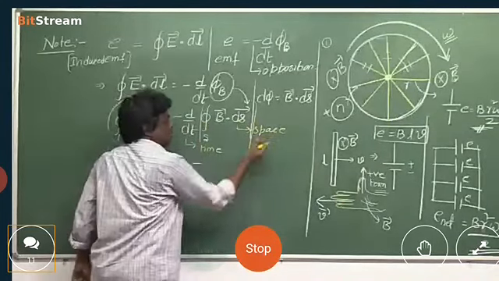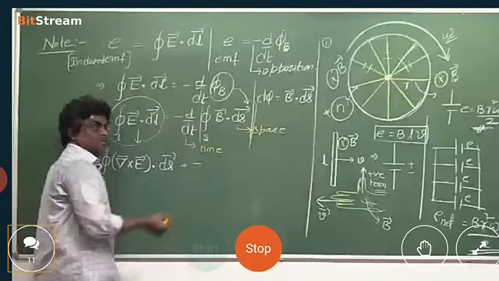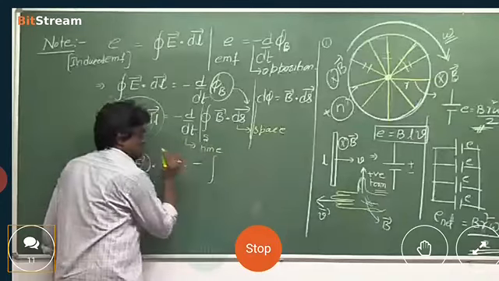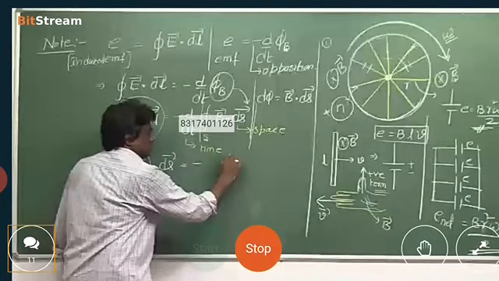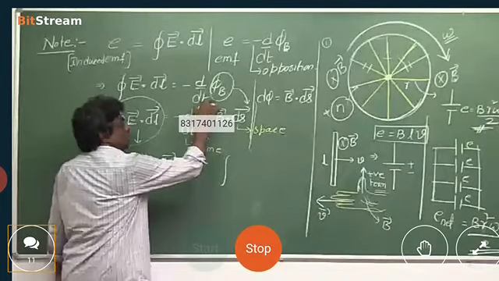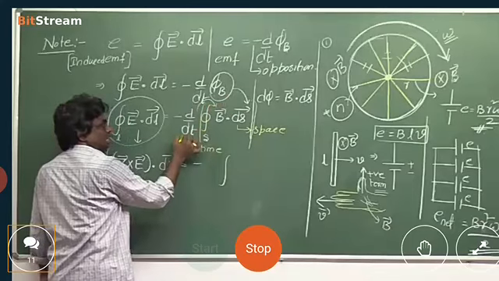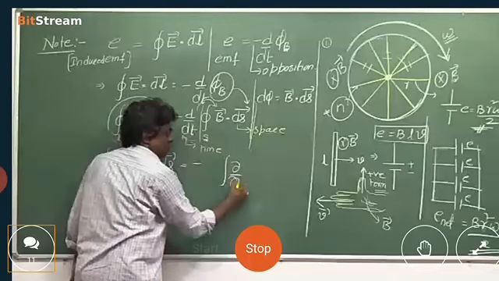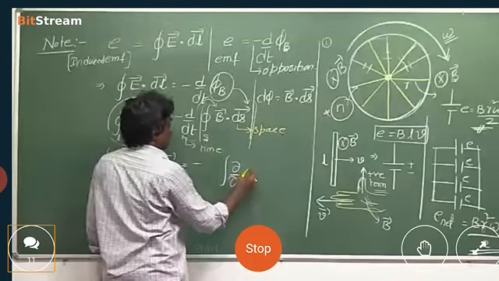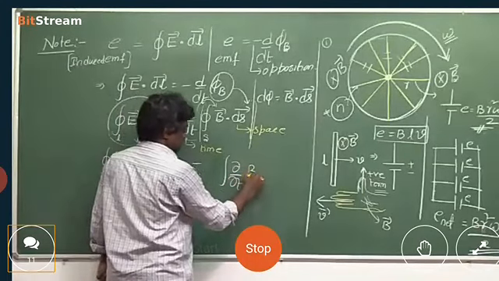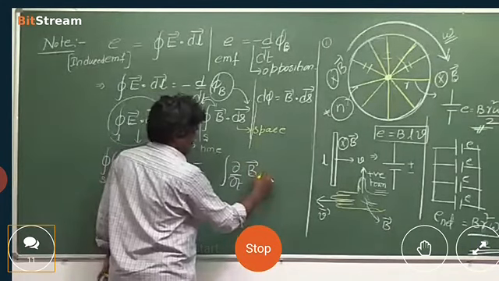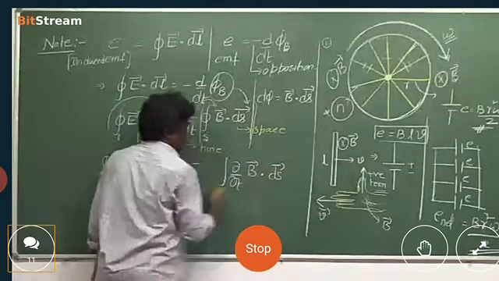This is the integration with respect to space. This is the differentiation with respect to time. Shall I interchange? Yes. Minus integral. Okay. So first differentiation, next integration. So differentiation, how much? ∂/∂t of ∫ B̄ · dS̄.